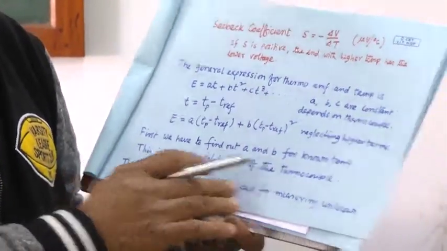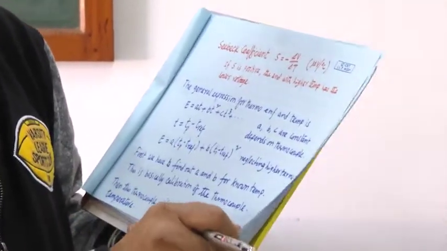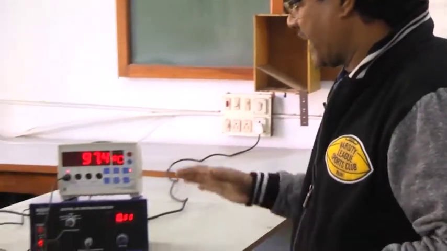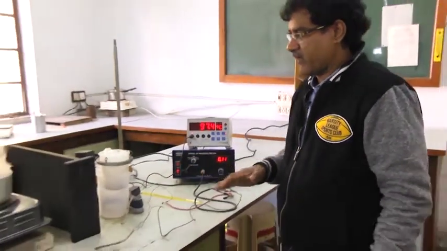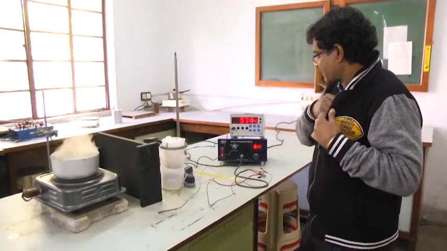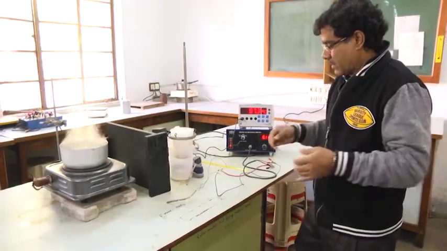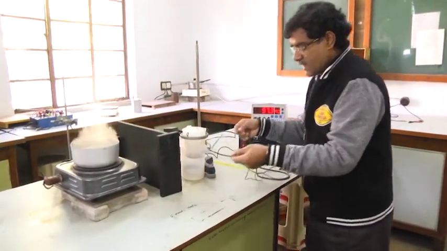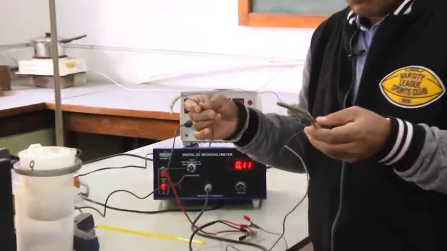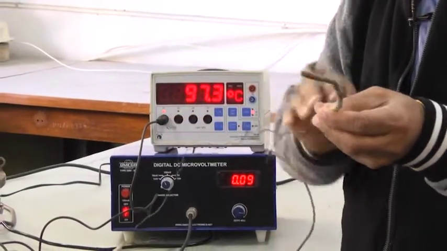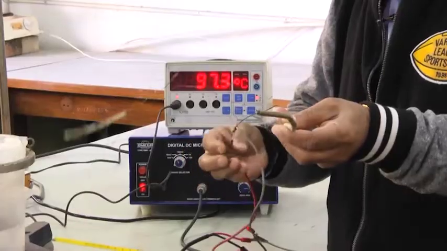Okay. So let me show the experiment, and how to do it, I will show you here. This is our experimental setup for thermoelectricity and the thermocouple. So you see, this is a thermocouple. Thermocouple means two dissimilar metals. So this is one type of metal and this is another type of metal.